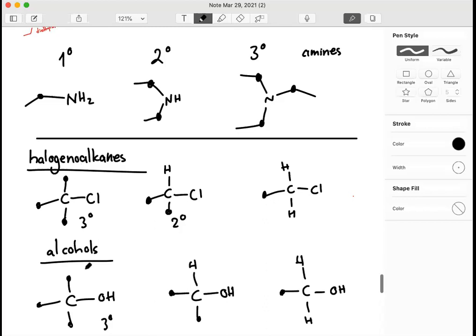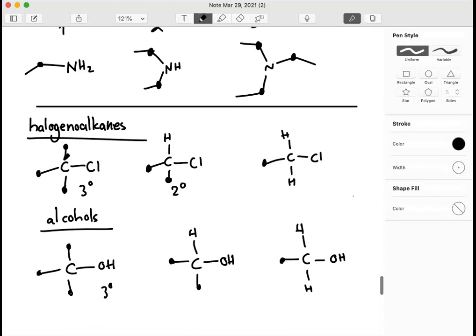في الهالو الكينز وفي الالكولز انا بشوف الكربون اللي ماسكه في الفانكشنال جروب بشوف ماسك فيها كام كربون. انما في الامينز انا بشوف النيتروجين نفسها ماسك فيها كام كربون. لو ماسك فيها كربون واحده تبقى برايمري، لو النيتروجين دي ماسك فيها 2 كربونز يبقى سكندري، لو ماسك فيها 3 كربونز تبقى تيرشري. هنا كنت ببص على الكربون اللي ماسكه في الفانكشن جروب ماسك فيها كام كربون، لو ماسك فيها 3 يبقى tertiary and so on. Do you get the point?